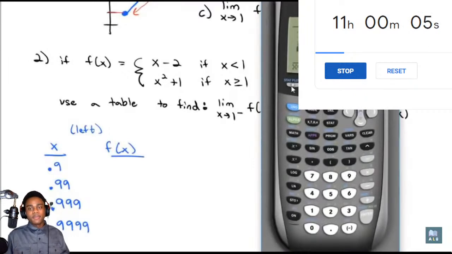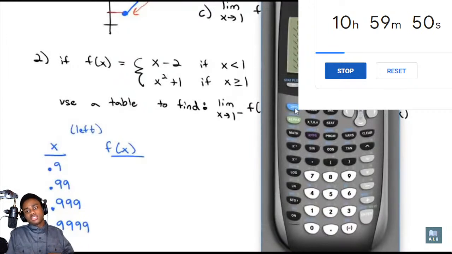So on our calculator, we'll hit y equals and clear out the old Y equation. When we're on the left, we're smaller than 1, so the equation is going to be x minus 2, because x is smaller than 1. And we'll hit second table. Delete out the old values because those aren't doing us any good.